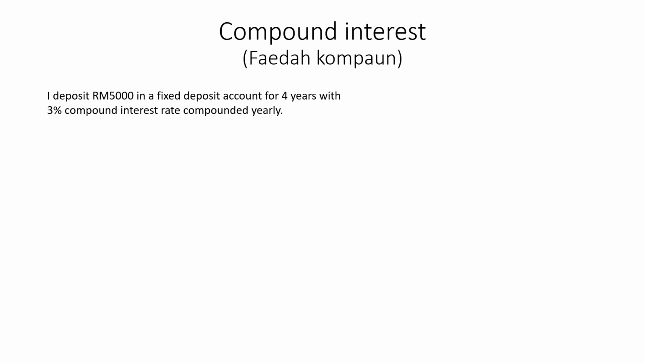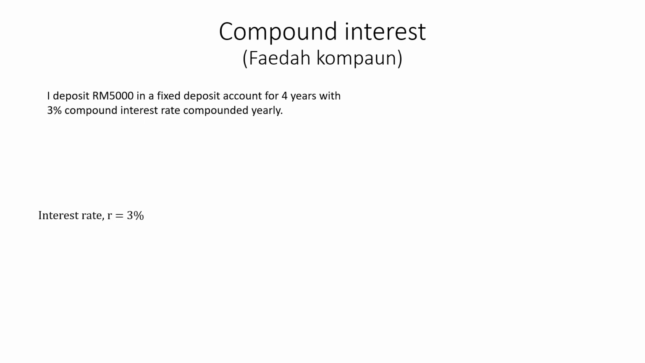Compound interest is interest that is calculated based on the original principal and also the accumulated interest from previous savings. Let's say I deposit 5,000 ringgit in a fixed deposit account for 4 years with 3% compound interest rate compounded yearly. So the interest rate R is equal to 3%.